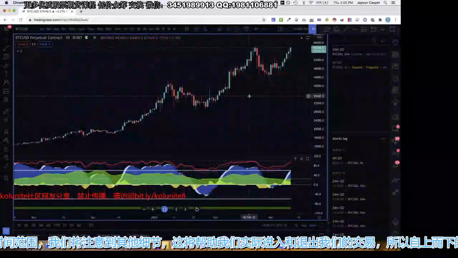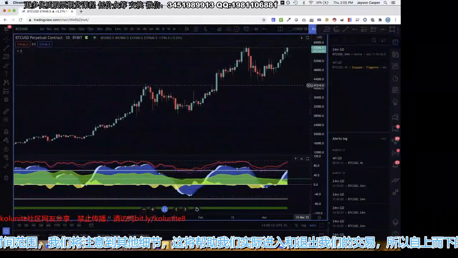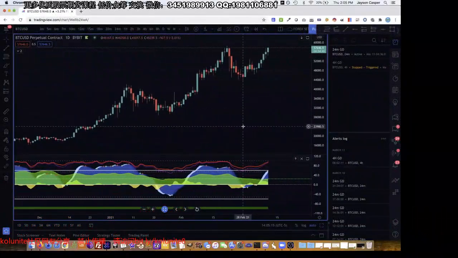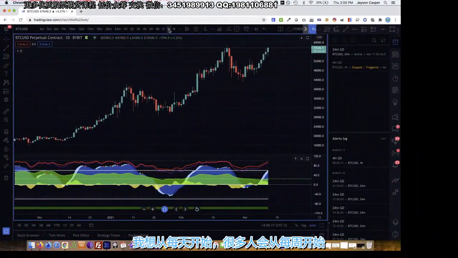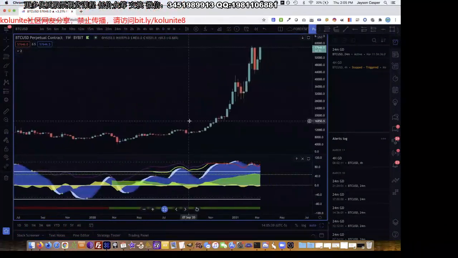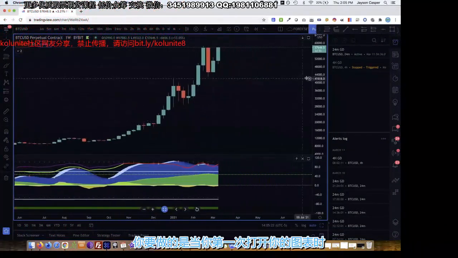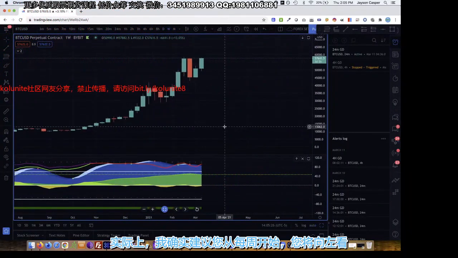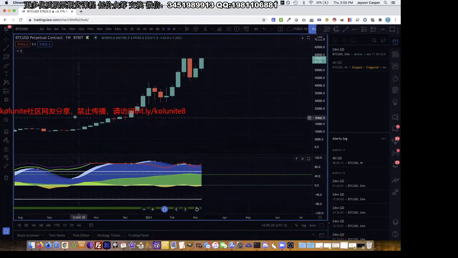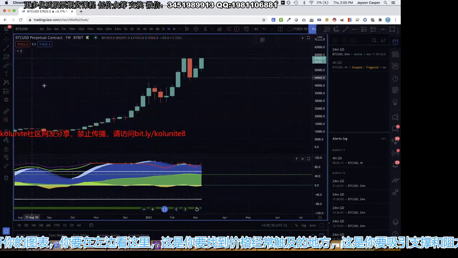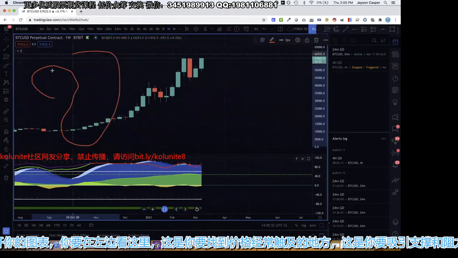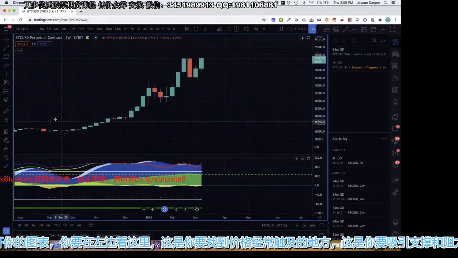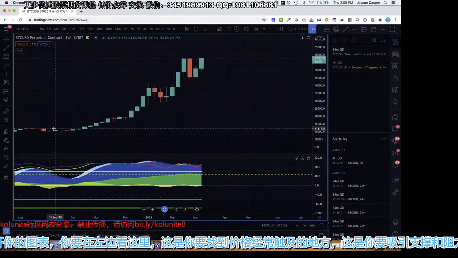So top-down analysis basically is where we draw support and resistance lines starting from, I like to start from the daily. A lot of people will start from the weekly. When you first open up your chart, I actually do recommend you start with the weekly. You're going to look to the left, and this is where you are going to find places where the price has touched often, and this is where you're going to draw your support and resistance lines.